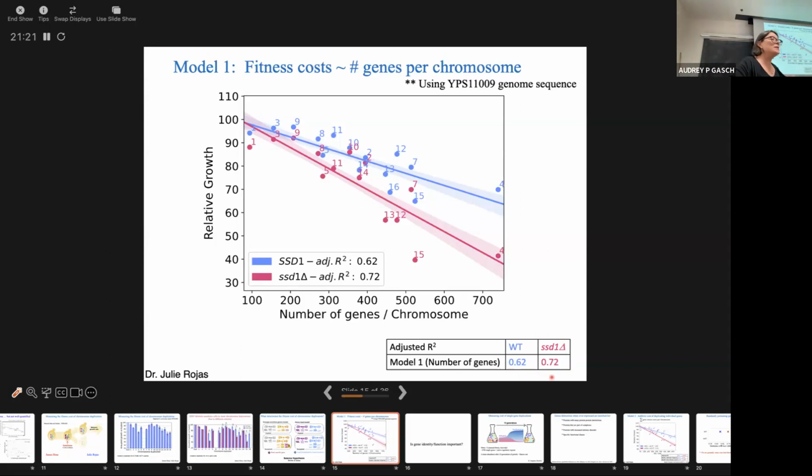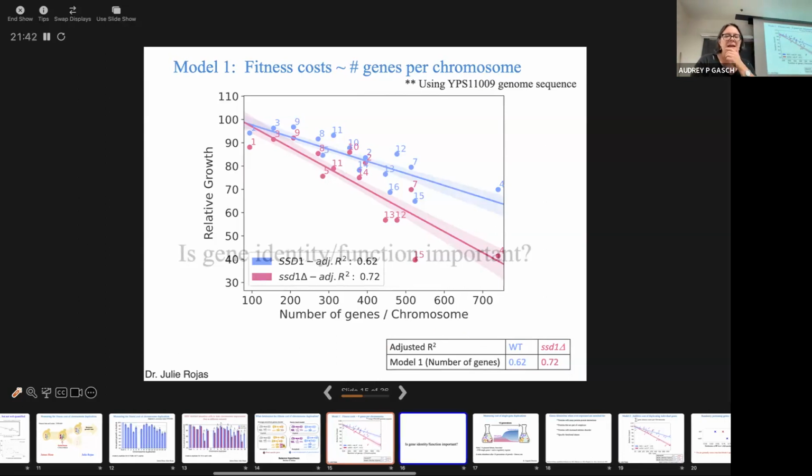The SSD1 mutant is more sensitive. You see that the line is steeper, and actually we can explain a bigger amount of variance, partly influenced by that steeper slope. So right away, this tells us that this super simple model, just counting the number of genes, actually can kind of explain the data, but not fully.